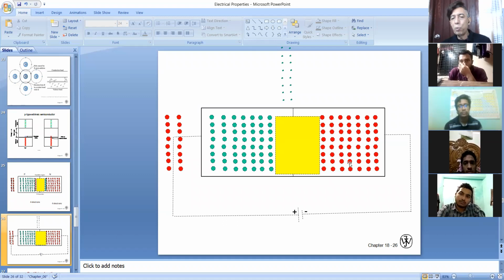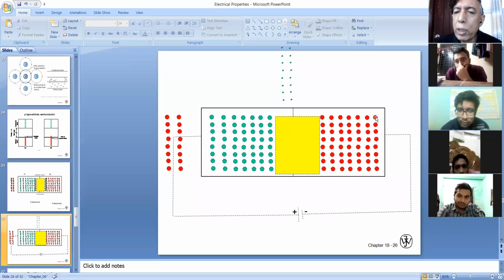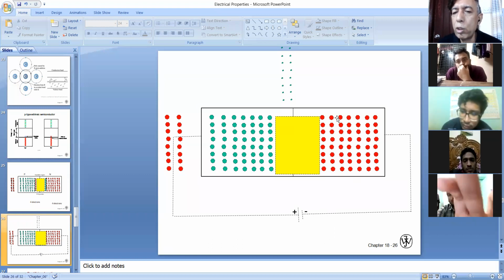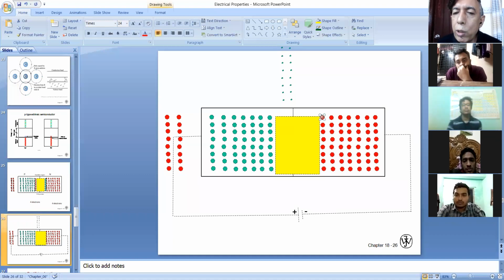This electron will push this electron, and this positive charge of the battery will push this positive charge. Now, say for example, this electron is pushing this. This will push this, this will push this, and this will push towards itself, towards this way.